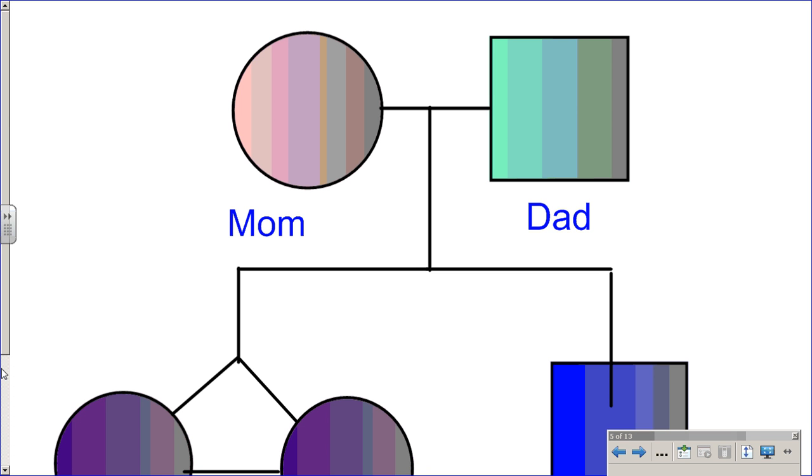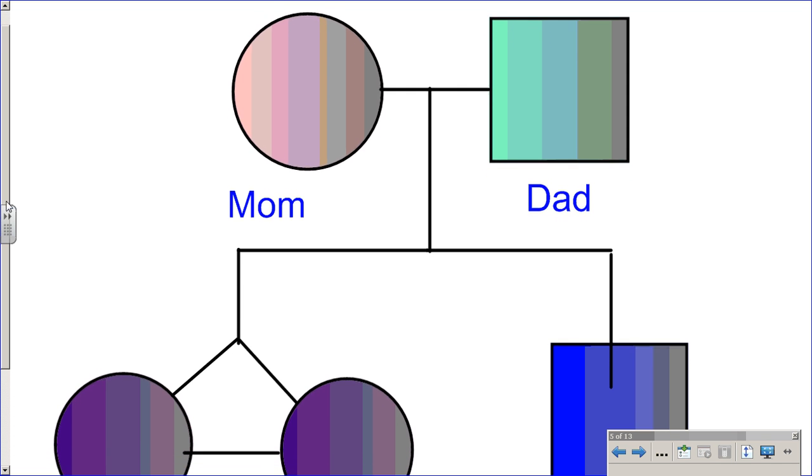So I'm just going to go through one for me. There's my mom. She's a circle. There's my dad. He's a square. No, they're not colored in. I just made it colorful. My great-grandmother from my mom's side.